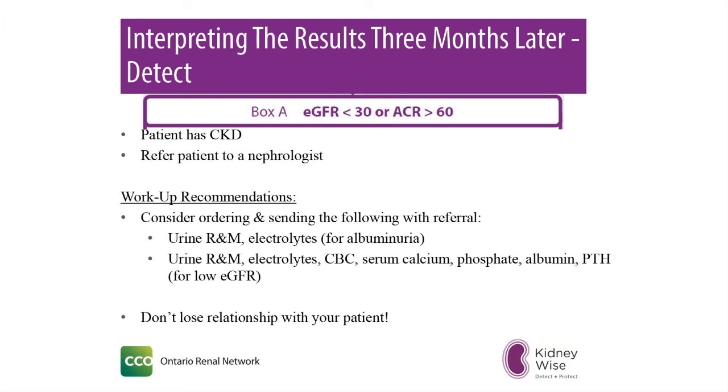This next slide is box A, the final box to consider when you're making a diagnosis of chronic kidney disease. Just as a reminder, this is when you have a patient that was identified as high risk for CKD and their original eGFR and or urine ACR test was abnormal. You have now repeated the test 3 months later, and their eGFR result is less than 30 mils per minute, and or their urine ACR result is greater than 60 milligrams per millimole. In this situation, the patient has chronic kidney disease, and as mentioned on the previous slide, because these values are significantly abnormal, they should be referred to a nephrologist.